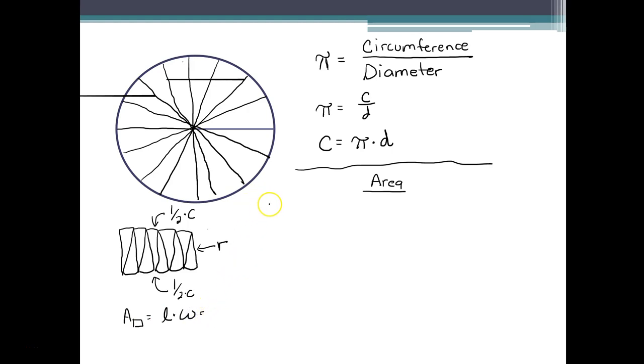So if circumference is 2 pi r, half of the circumference is going to be half of 2 pi r, which is pi r, because half of 2 is 1. So the area, length times width, you can do pi r times r. And you get pi r squared.